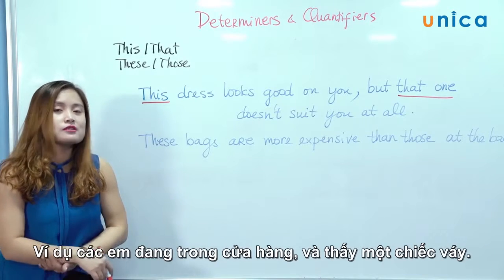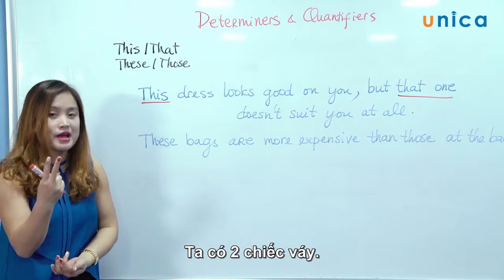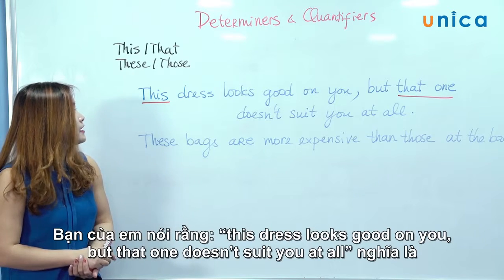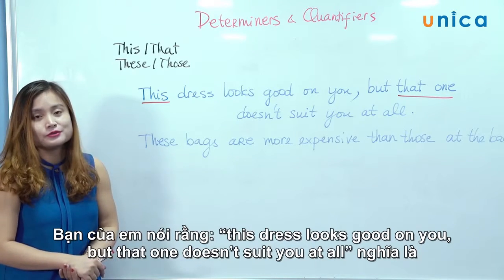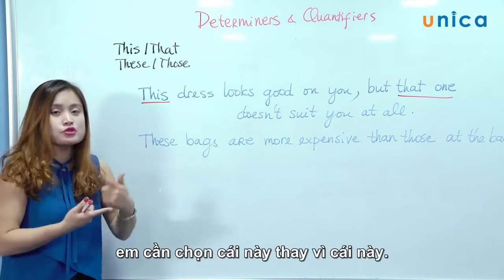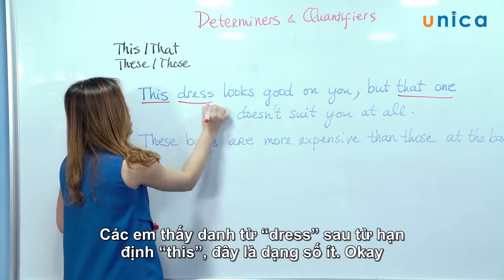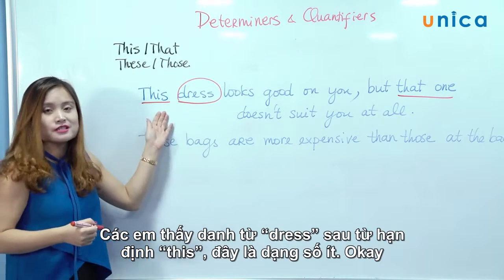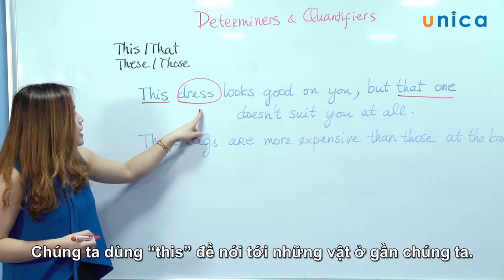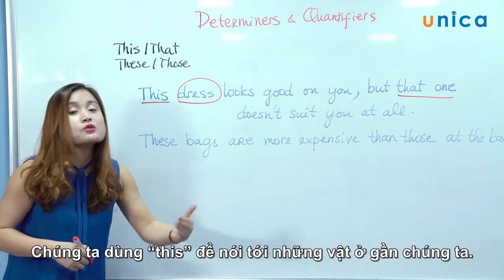For example, you are in a store looking for a dress. So you have two dresses. Your friend says that this dress looks good on you, but that one doesn't suit you at all. That means you should choose this one instead of that one. You see the noun dress after the determiner this, it is in singular form. And we use this to refer to things near us, close to us.